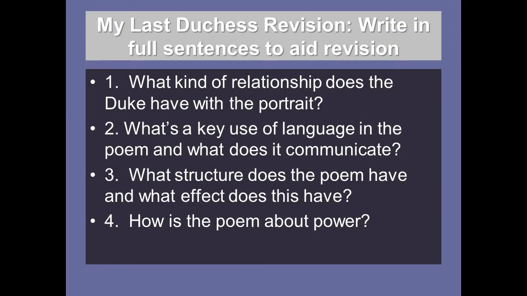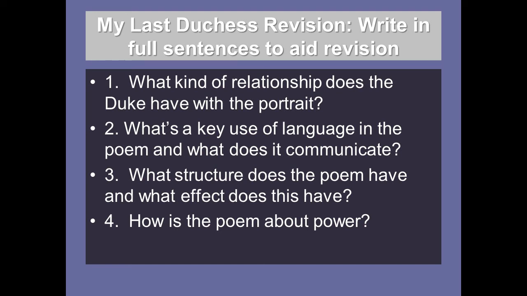So for you to take your revision further, we've got this wonderful poem about a Duke who is standing in front of a portrait of his last Duchess and hinting at the fact that he might have had her killed because she didn't respect him enough. So some questions for you to think about. 1, what kind of relationship does the Duke have with this portrait? Have a look back over the poem and see what evidence there is to show that he's got a strange relationship with this portrait, and explore that a little bit further.